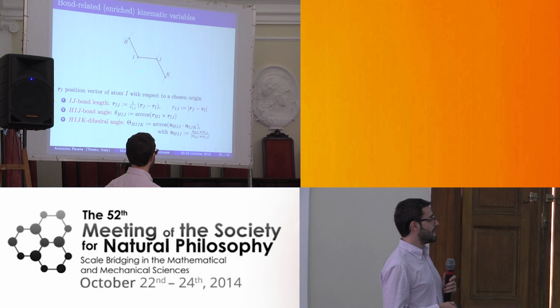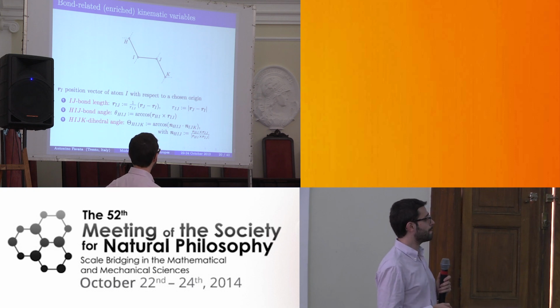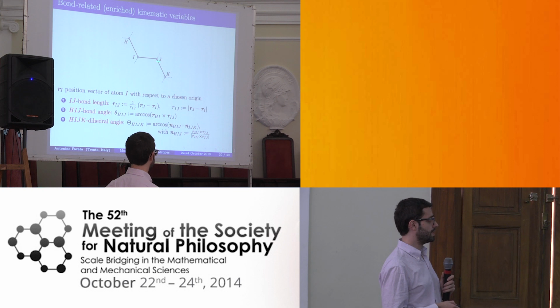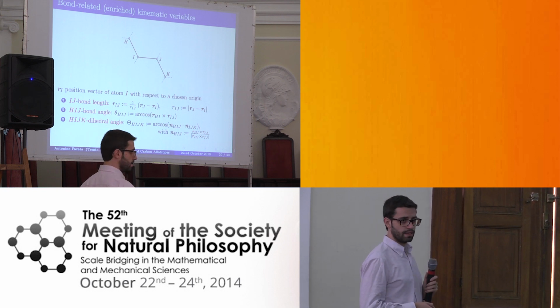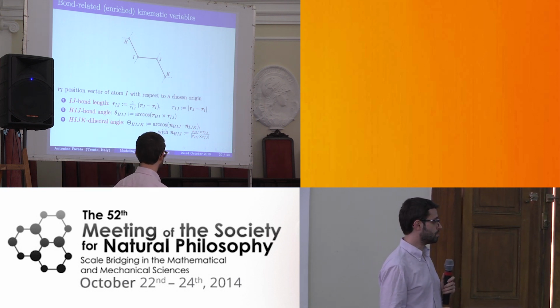before. There, the two things entering the energy were the change in length and the change in angle. But here we need also something else, which is the change in dihedral angle. That is the angle between the normal of the plane spanned by hij and the plane spanned by ijk. And as we'll see, this is fundamental in graphene and in carbon nanotubes. So neglecting this energy is a big problem.